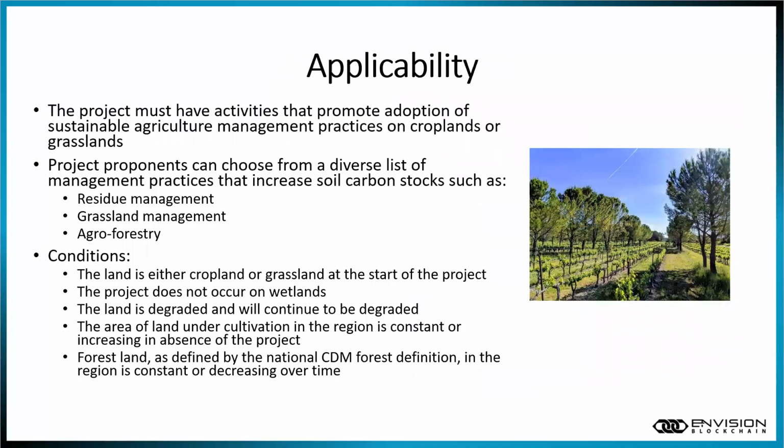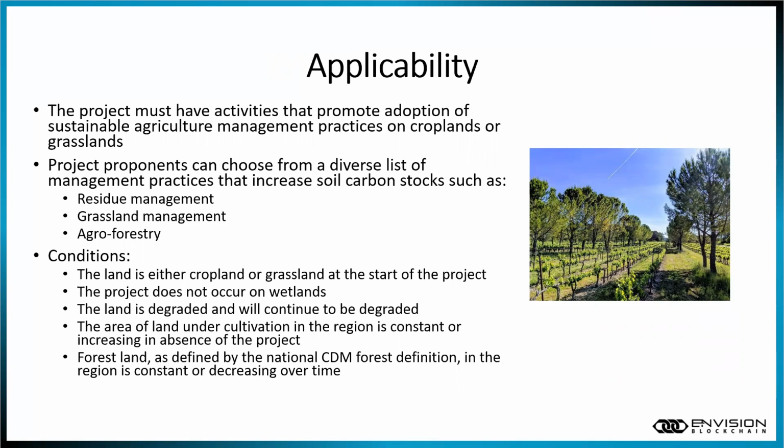So the applicability for this project. The project must have activities that promote adoption of sustainable agriculture management practices on croplands or grasslands. The project proponent can choose from a list of different management practices like residue management, grassland management, agroforestry. It can be one or the other or all, depending on what you want to implement on the land that you're working on. There are also conditions.